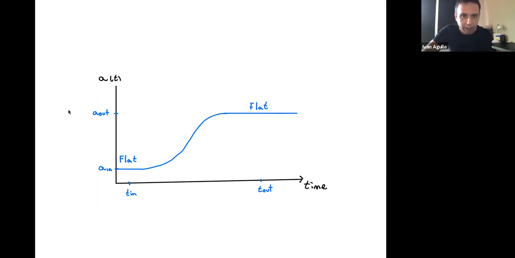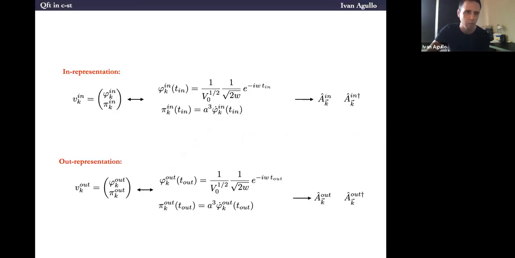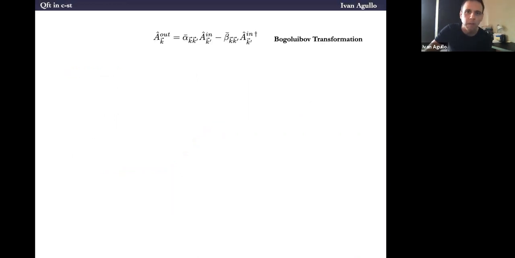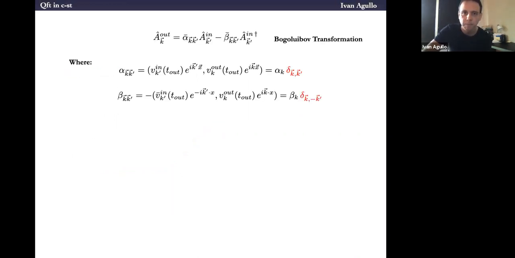You can see that art is not my strong point. I am not a very good artist, but I did my best. So imagine a universe which is Minkowski, then expands, and then is Minkowski again. We have an in region and an out region, and we can ask: if I put the vacuum here, what does an observer in the out region measure? But this is exactly what we did before. In representation, out representation, Bogoliubov transformations.